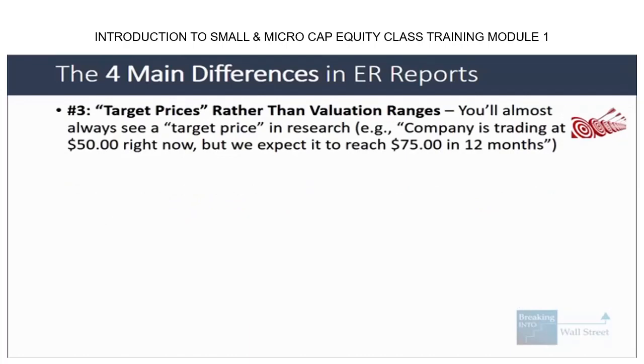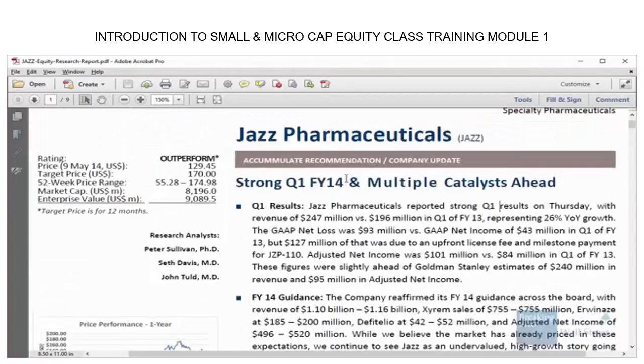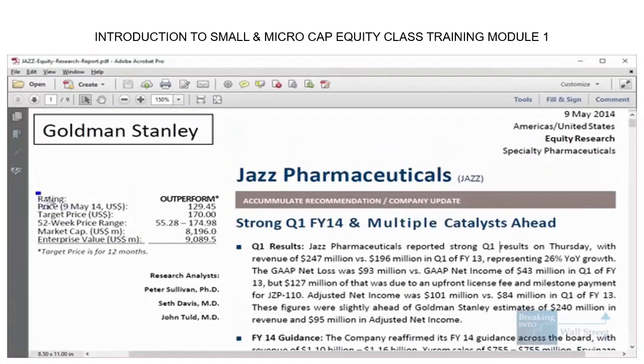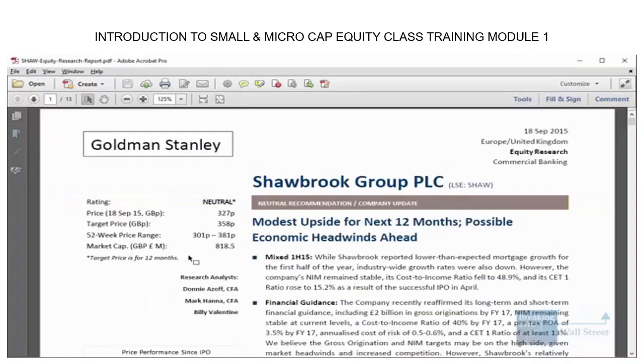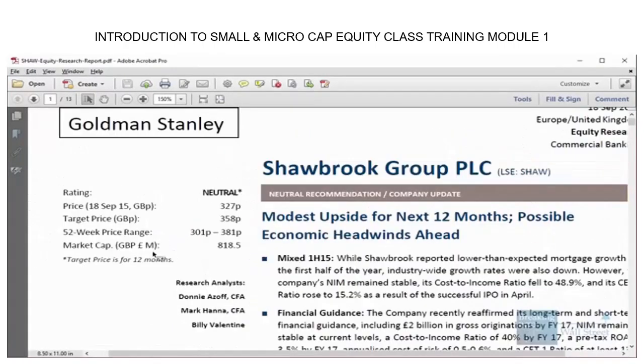Another difference is that you will see a lot of references to target prices in equity research as opposed to valuation ranges. So a report might say that the company is trading at $50 per share right now, and we expect it to reach $75 per share in the next 12 months. You can see a few examples of this if you look at the report for Jazz Pharmaceuticals. We have the price at around 130 and a target price of 170. If you look at the report for Shawbrook, this is in British pounds now, but the price was 327 pence and the target price was 358 pence.